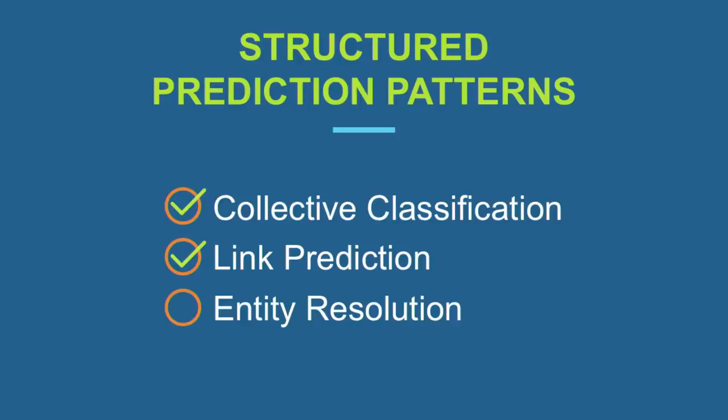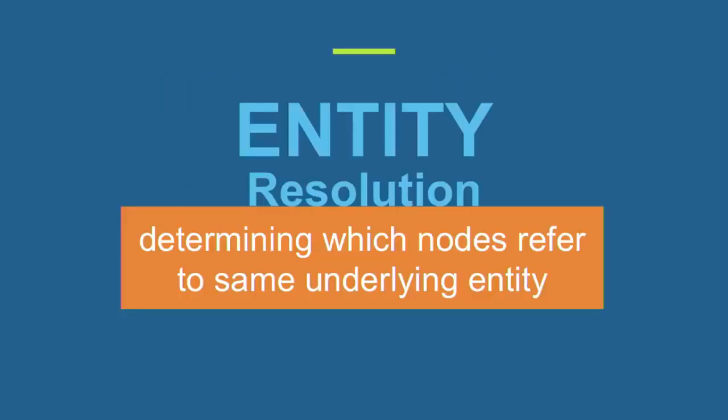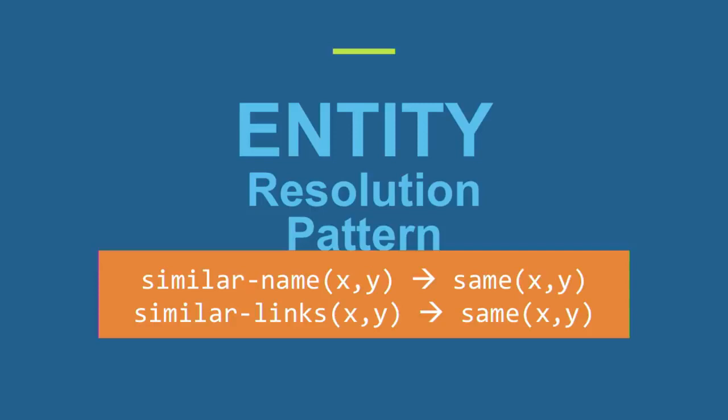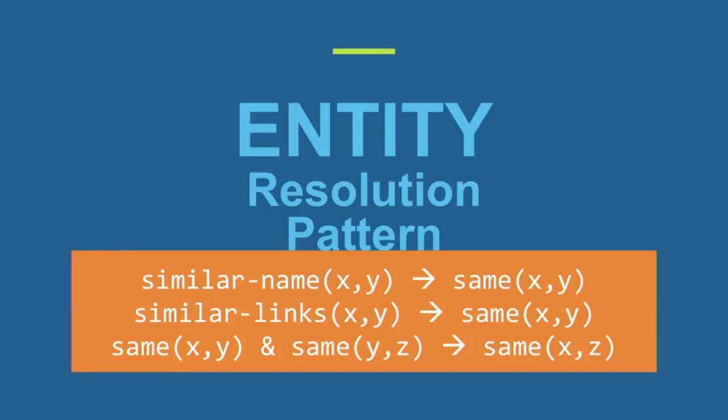And the third pattern that I want to describe is entity resolution. Entity resolution is the problem of figuring out when two nodes refer to the same underlying entity. For this pattern, we use some local information in terms of how similar things are, how similar their names are, how similar their structure is. But then the interesting thing is there are two different settings in terms of the collective rules that you can have. One is a kind of transitivity where I'm saying, if X and Y are the same and Y and Z are the same, then X and Z are the same.